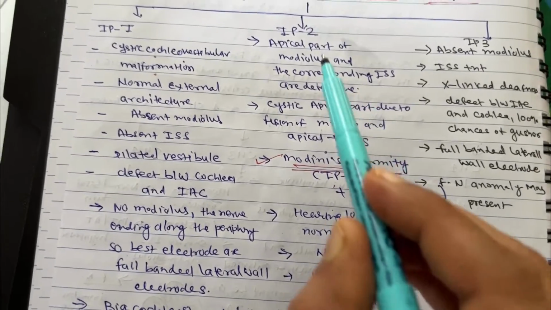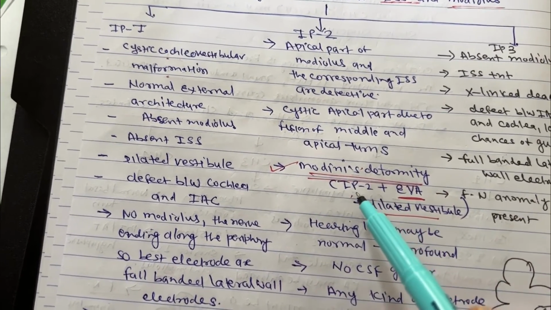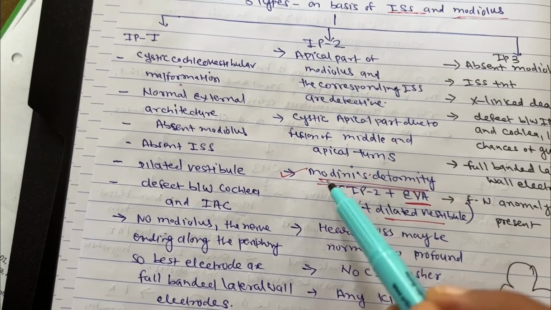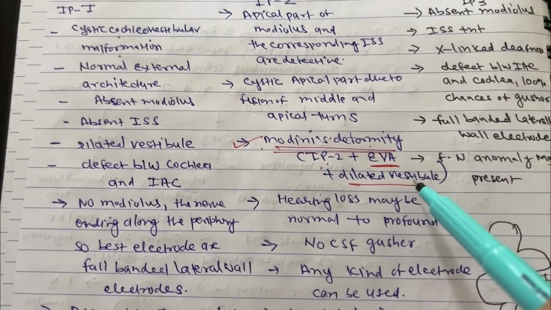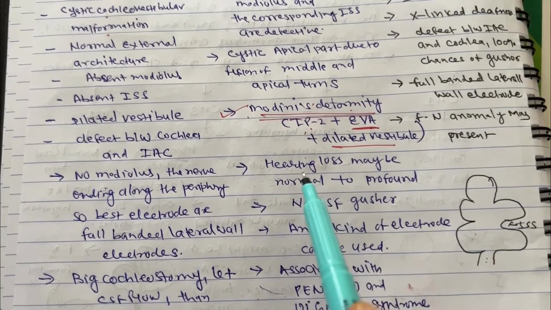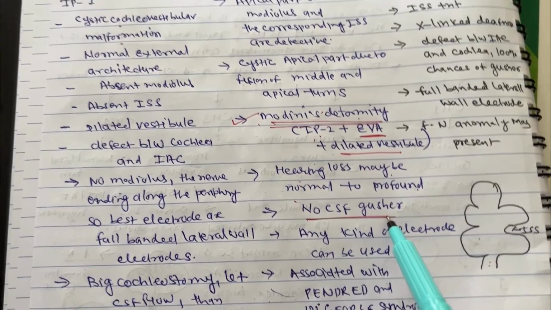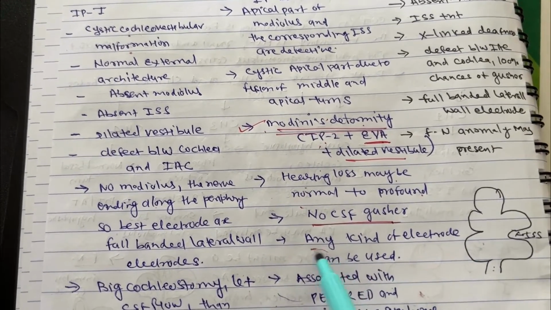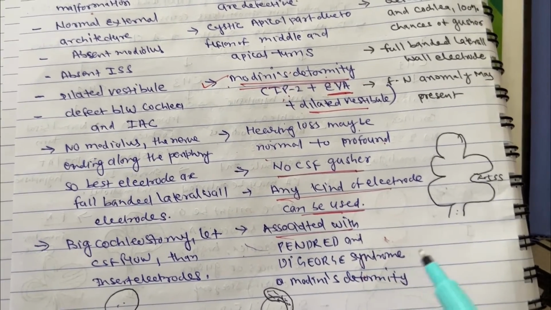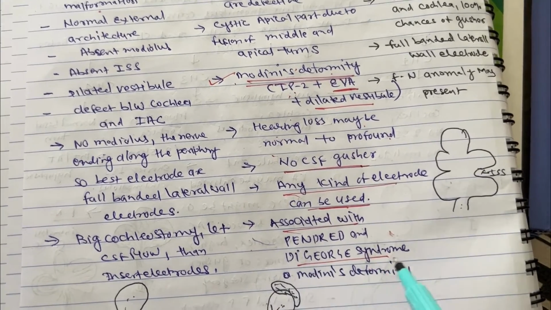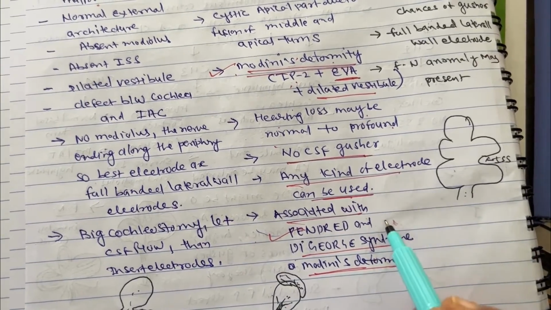It is not that IP2 is Mondini deformity; Mondini has the triad. So IP2 is different. In Mondini deformity there is IP2, enlarged vestibular aqueduct and dilated vestibule. In IP2, hearing loss may be normal to profound and no CSF gusher is there. Any kind of electrode can be used. IP2 is also associated with Pendred syndrome, DiGeorge syndrome and Mondini deformity. Pendred syndrome is SN loss with colloid goiter.